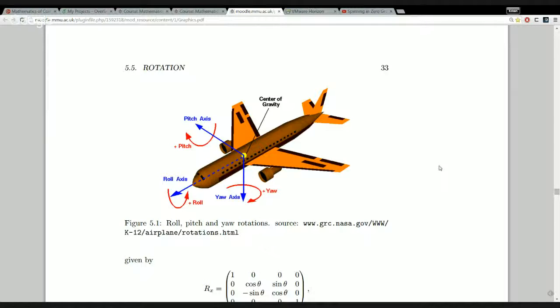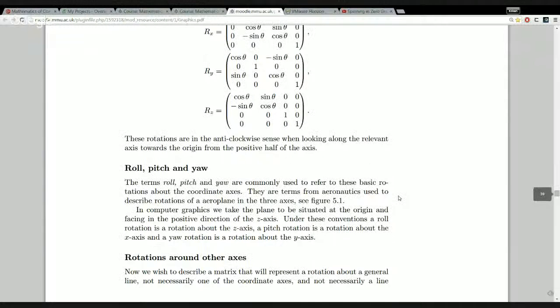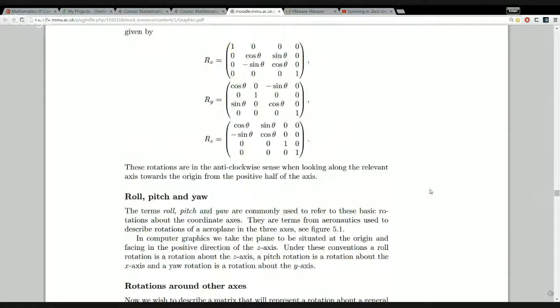Okay. So there's a vertical axis coming down from the plane. Rotating around that is a yaw. The axis through the plane from head to tail, rotating around that is a roll axis. And then the pitch axis coming out perpendicular to the roll axis, rotating around that is a pitch rotation. So that's how the terms roll, pitch, and yaw relate to an airplane. Similar definitions pertain to a boat or ship. They're sometimes used in computer graphics as well.